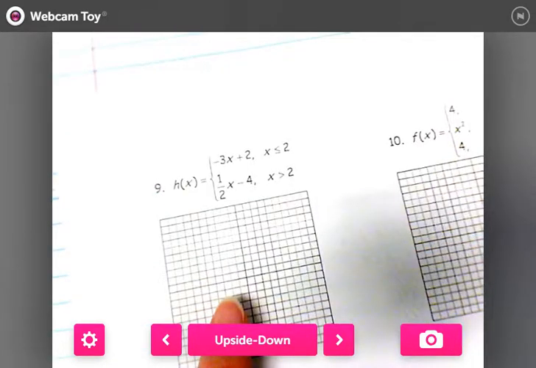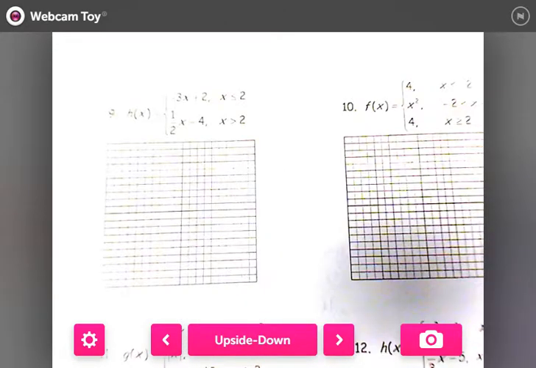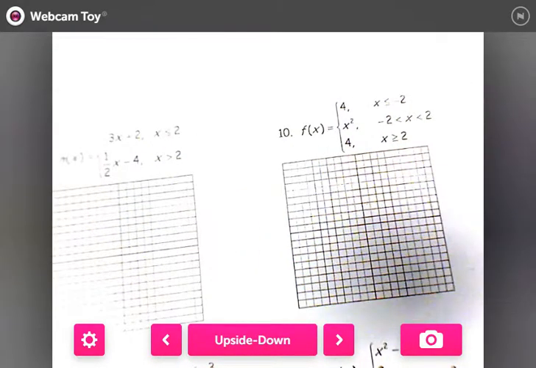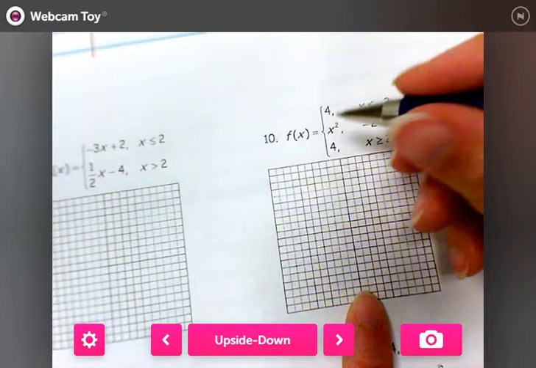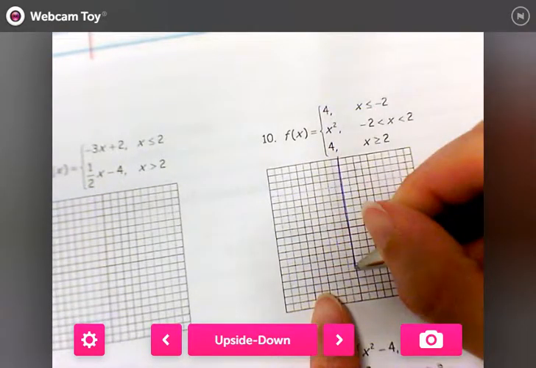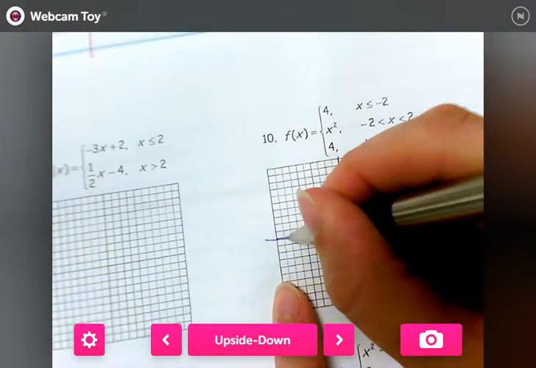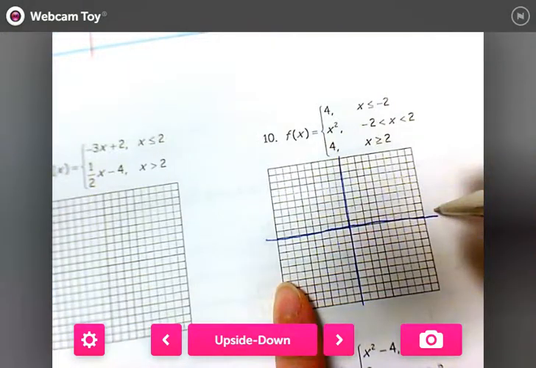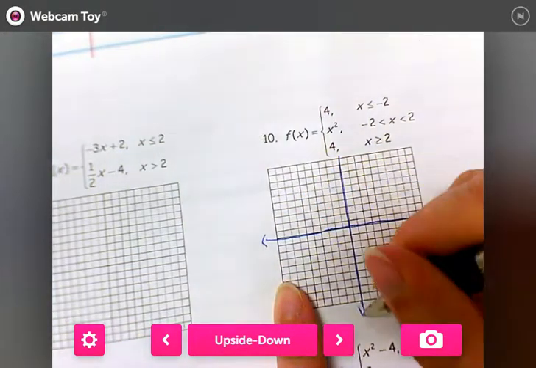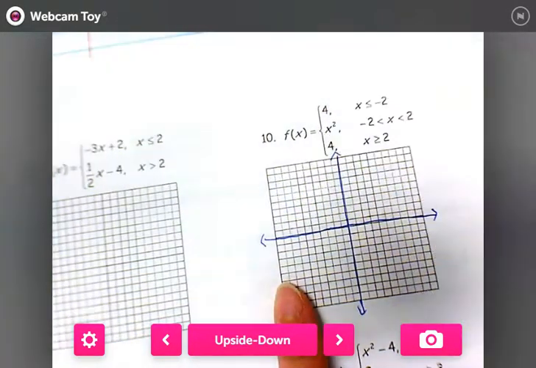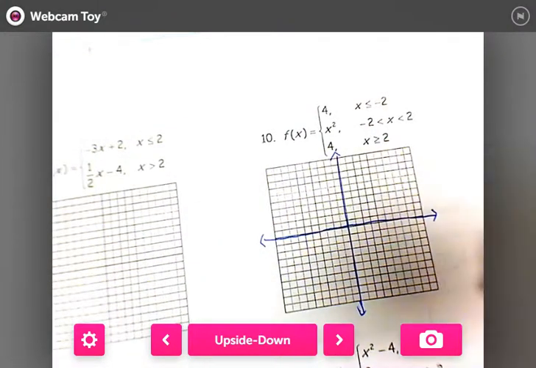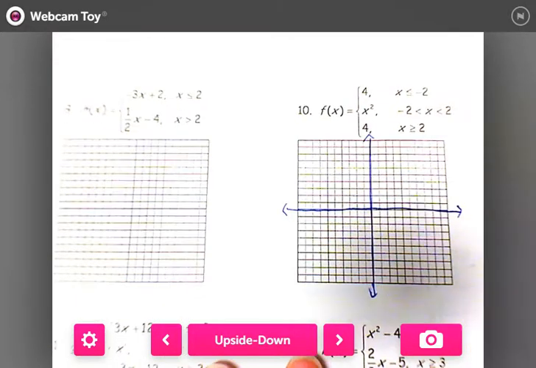I'm going to skip number 9 because that's an easier one, and I want you guys to try that on your own. And I am going to do number 10. Okay, I'm going to do number 10. Okay. So, I've got 3 things I've got to graph on here. You guys with me?